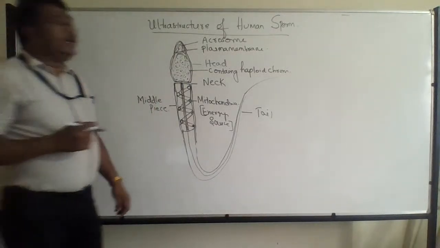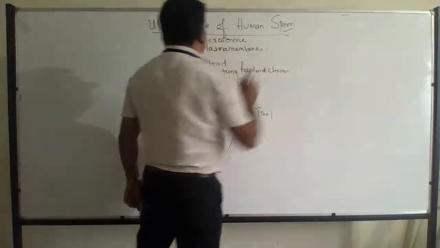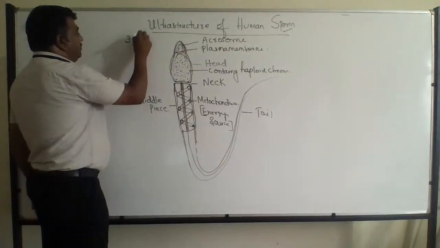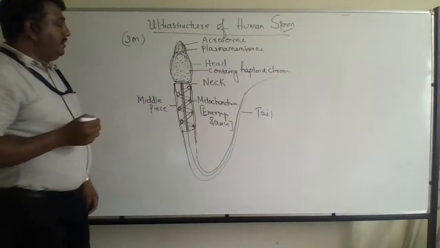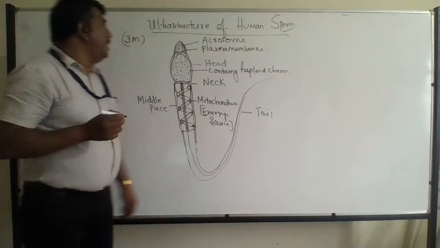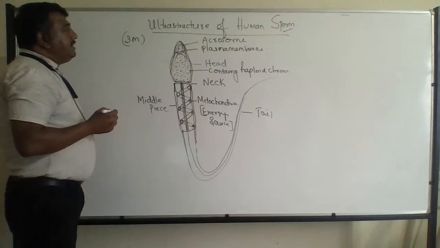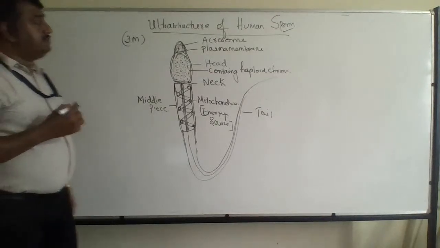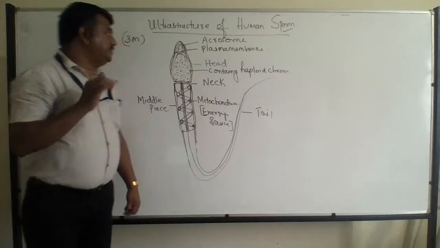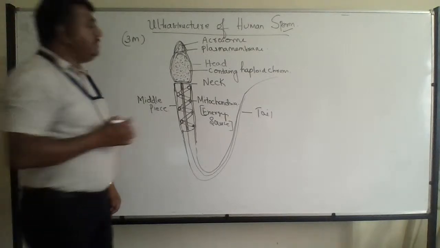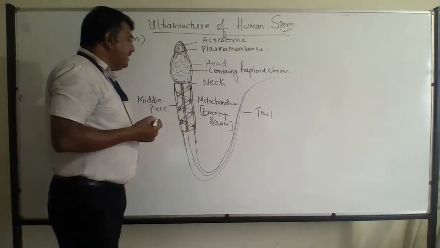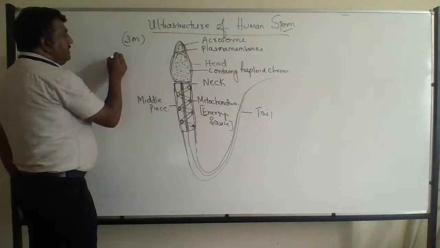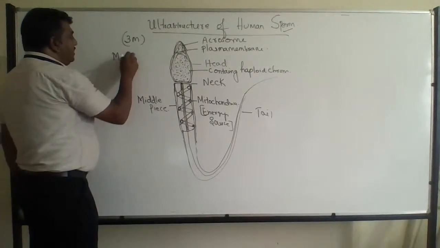It's the ultrastructure of a human sperm, and this may be asked for 3 marks in the board exam. Draw a neat labelled diagram of the ultrastructure of a human sperm. They may ask for only 3 marks. If they ask for an explanation also, what are all the points you have to mention with the help of this diagram? The first thing is that the ultrastructure of the human sperm is microscopic.